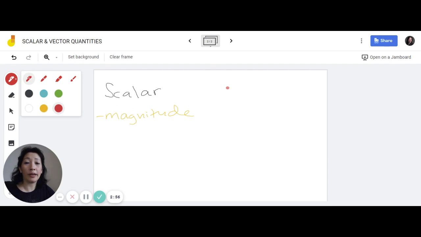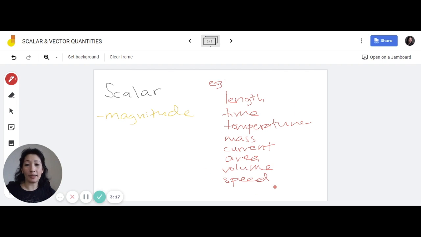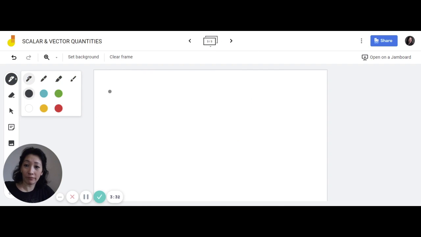So I'm going to write an example here. For example, length, time, temperature, mass, current, even area, volume, speed. These are all quantities which have values. When you measure them, they have magnitudes, but they don't have directions. So if you're wondering, okay, what does this mean? What do directions mean? Let me discuss vector quantities so that you can understand this better.